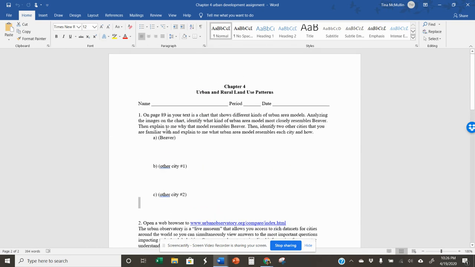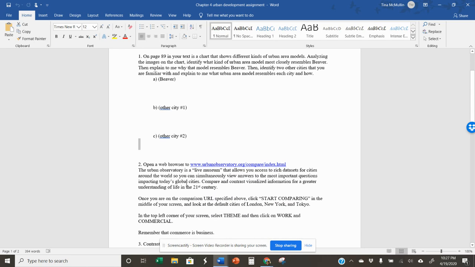So the very first, number 1, A, B, and C, this is the urban area models that I talk about in the other video, where I explain how Beaver fits the sector area model and why. So you need to answer that and then identify 2 other cities and explain which urban area model they fit.